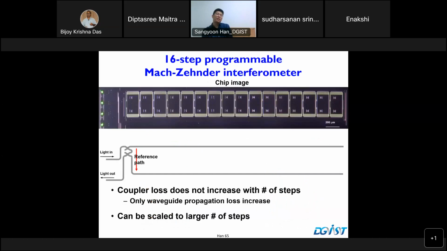This is another type of programmable photonic circuit, the Mach-Zehnder interferometer. In the Mach-Zehnder I've shown you earlier, or in most Mach-Zehnders, you only have 2 pi phase shift. Oh, sorry, I just looked at the note. I'll answer all the questions at the end of my presentation.